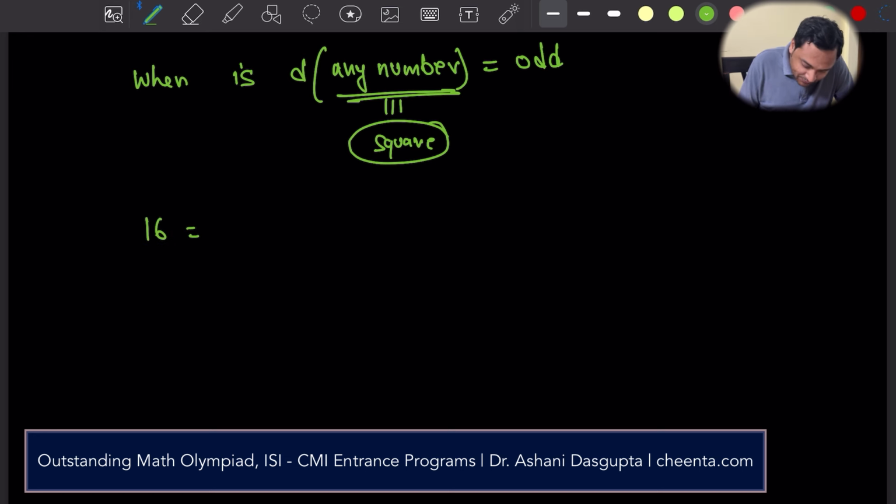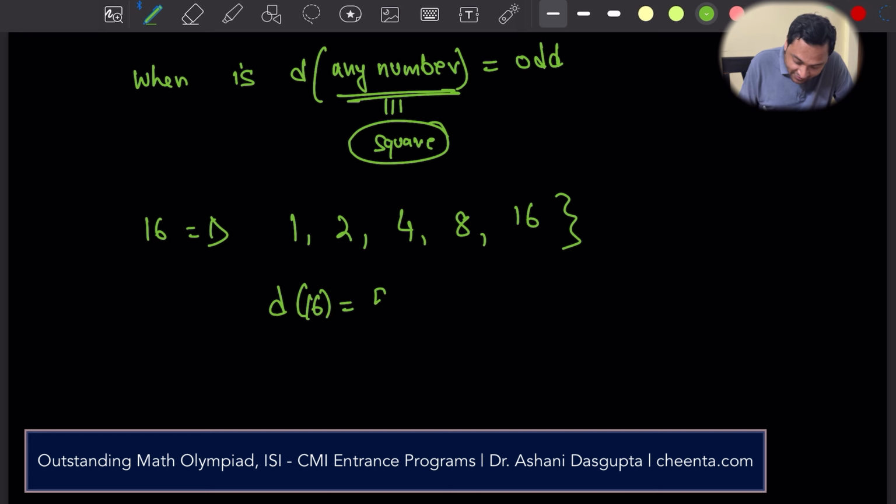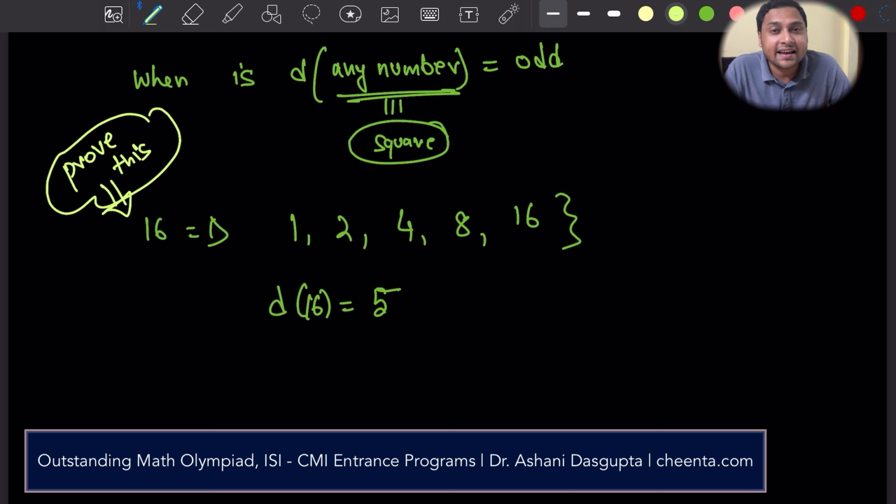For example, let's say 16. What are the divisors of 16? We have 1, 2, 4, 8, and 16. So 5 of them. So D of 16 is 5. If a number is a non-square number, then it cannot have an odd number of divisors. It has an even number of divisors. So can you prove this? If you can, put an explanation in the comment section. The best commenter is usually invited to our channel for talking about an interesting problem. All right. So the square numbers have an odd number of divisors.